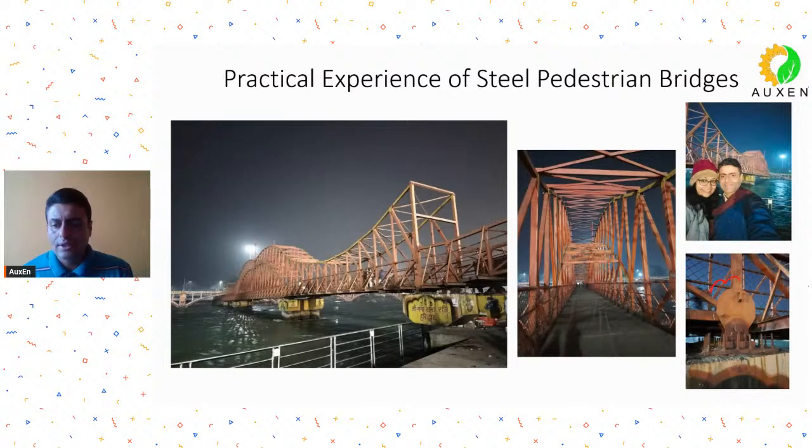You will see an interesting detail over here on the bottom right side. This is an actual pin support that we had developed. It's a working pin joint, and such joints you will also see in airports these days, isn't it?